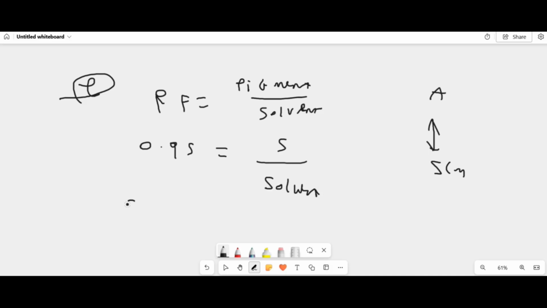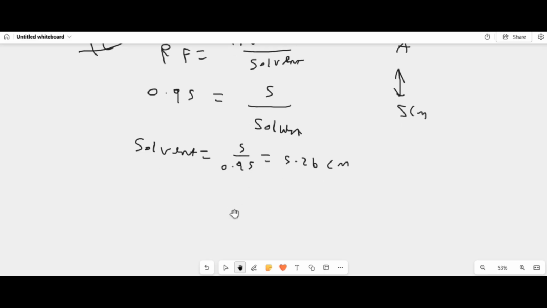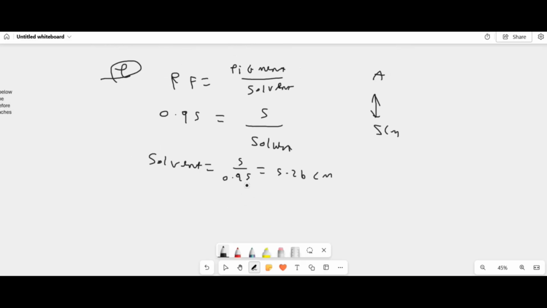To find the solvent distance, you need to do 5 divided by 0.95. That's going to get you 5.26 centimetres. So that means the solvent is 5.26 centimetres, a little bit above pigment A. And now you need to find the Rf for the second pigment. You know the solvent is 5.26.